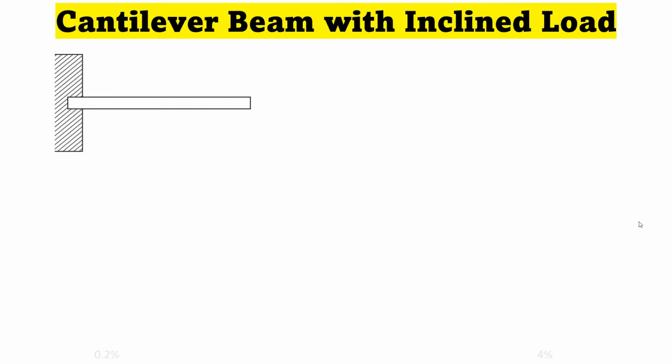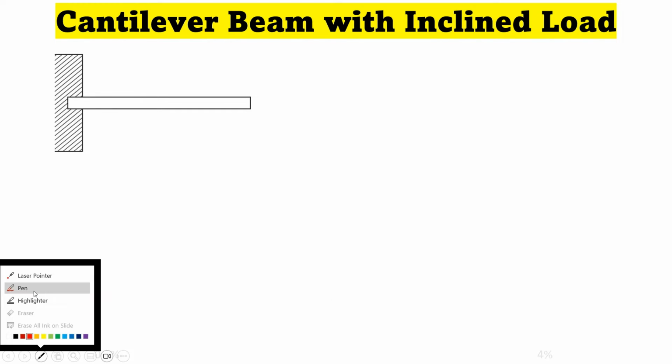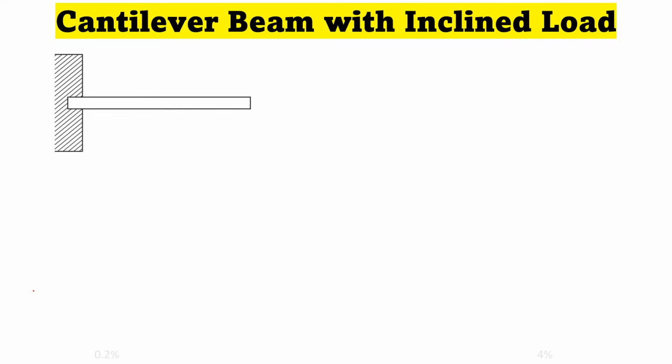So I have this example of a beam for solving a problem. Let us say we have a beam. This is a cantilever beam. For a cantilever beam, we have one end as free and the other end is fixed. So a cantilever beam has a fixed support at one end and the other end is free.